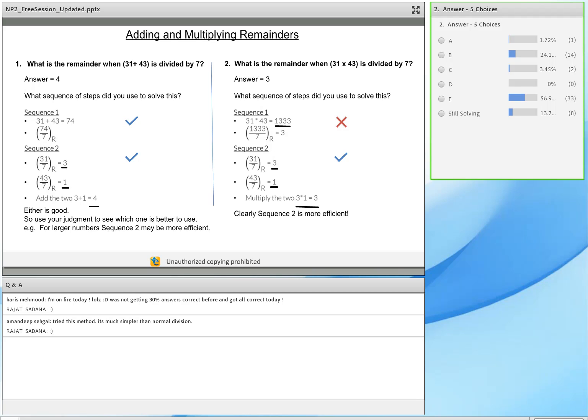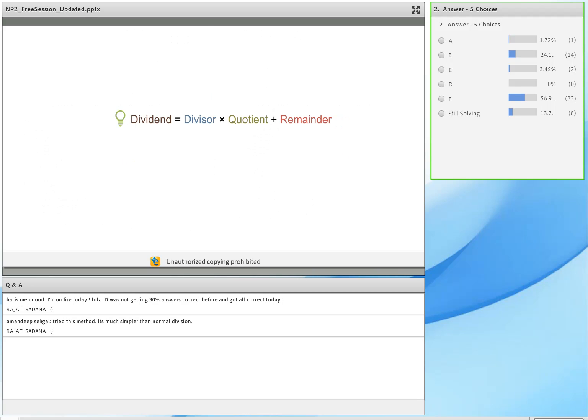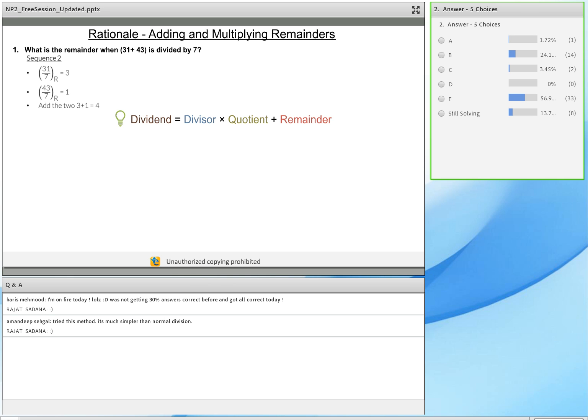Now, why does this work and what's the rationale behind this? Let's see this. Again, the same piece: dividend is divisor times quotient plus remainder. That's the only equation that you need to know. So the same piece over here, what's the remainder when 31 plus 43 is divided by 7? And we got the answer as 4. So why does this work? Let's look at this.